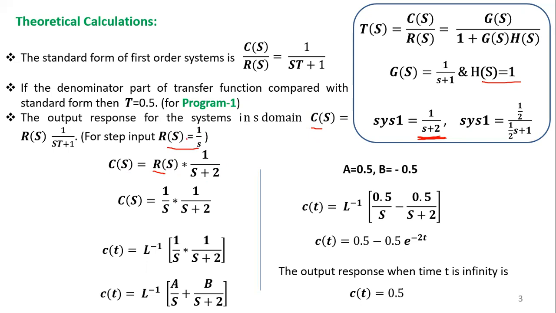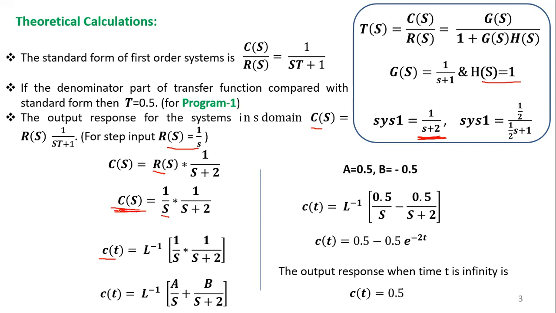R of s equal to 1 by s. So we are substituting R of s as 1 by s. That means C of s equals 1 by s into 1 by s plus 2. Then C of s is the s domain transfer function, the s domain system, but we need the output response in time domain. So c of t equals the inverse Laplace of this equation.